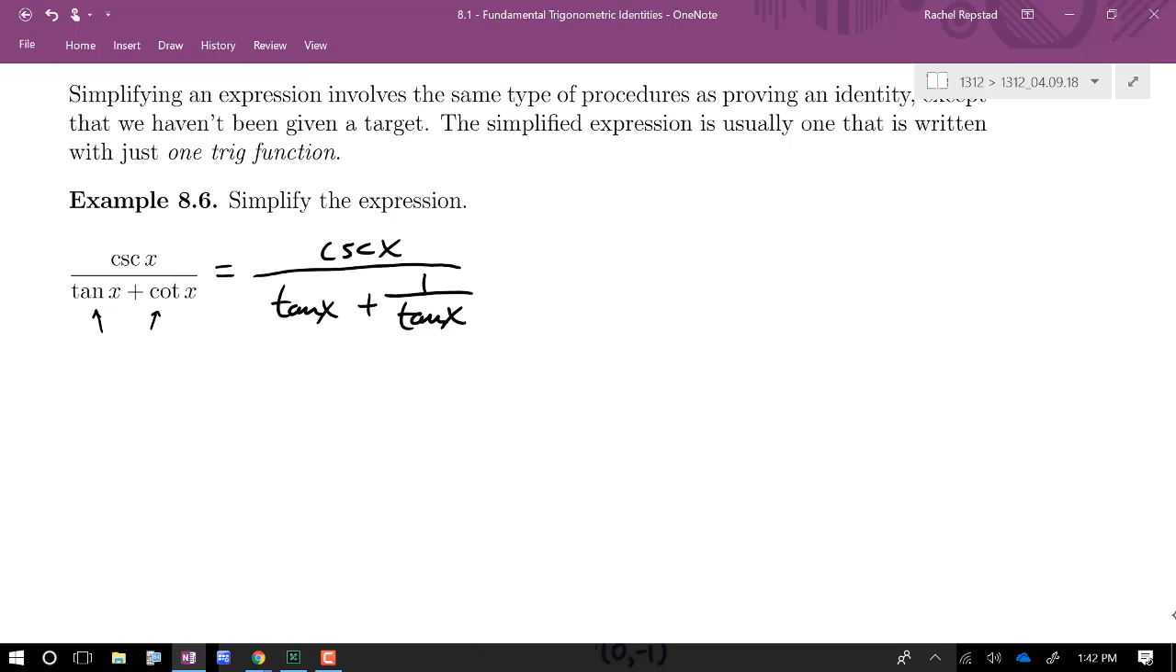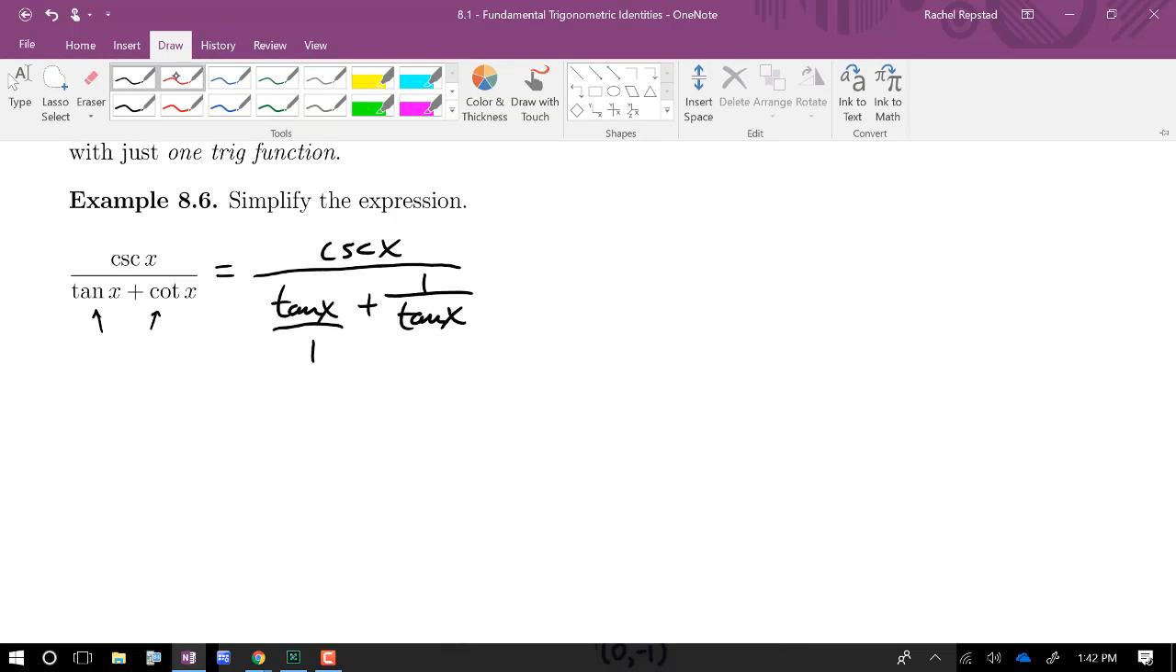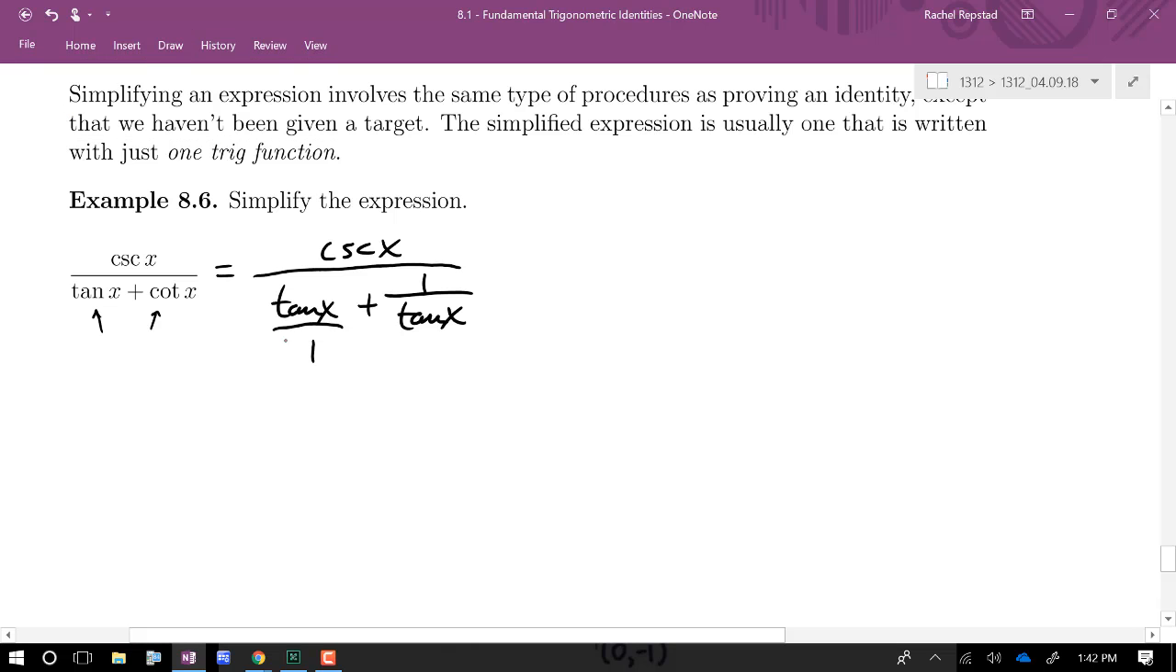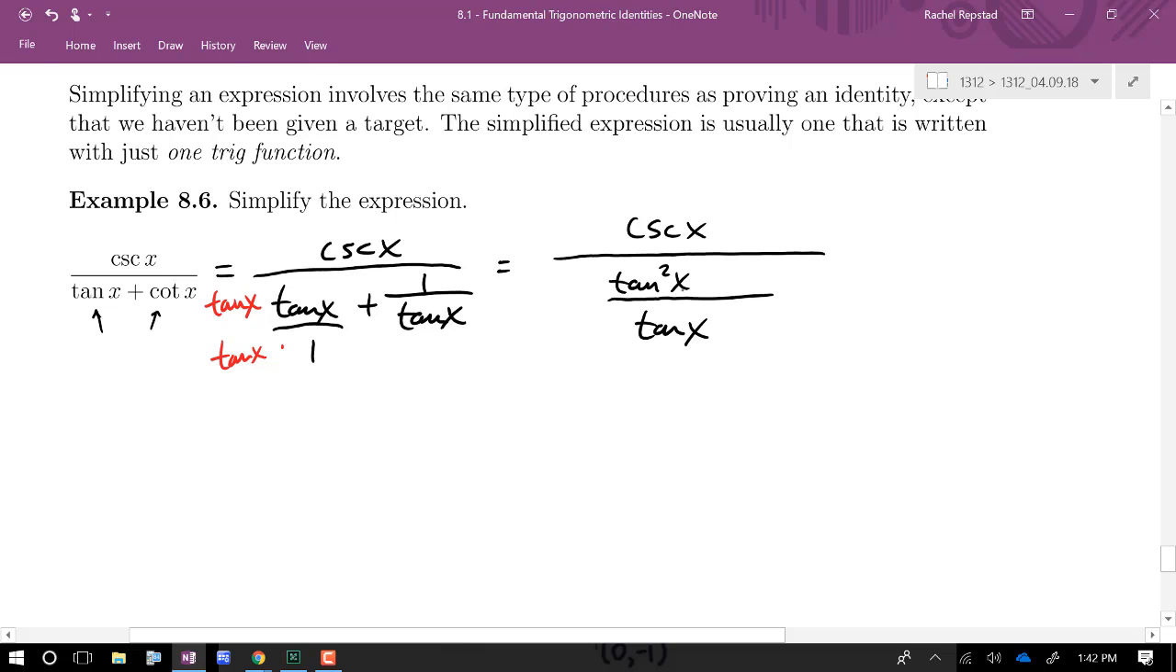Now what can we do? I mean, certainly we don't want fractions within fractions, right? Combine tan x plus the 1 over tan x. Like add the fractions? Right. Sure. So if we do that, what do we need to do? Multiply the first tan x by tan x on denominator and numerator. Great. So when we do that, we've got on the bottom tan x. On top we have tan squared x plus 1.